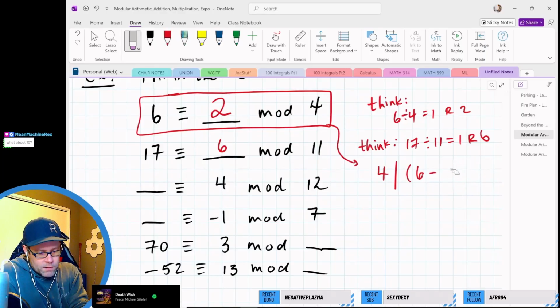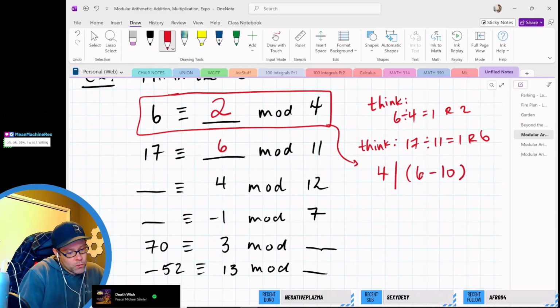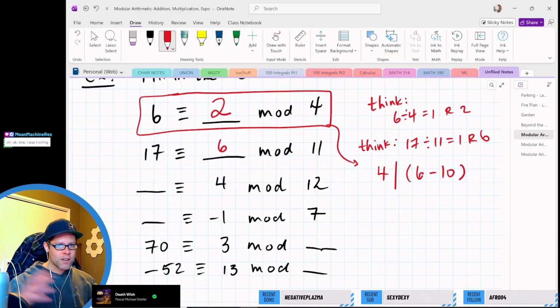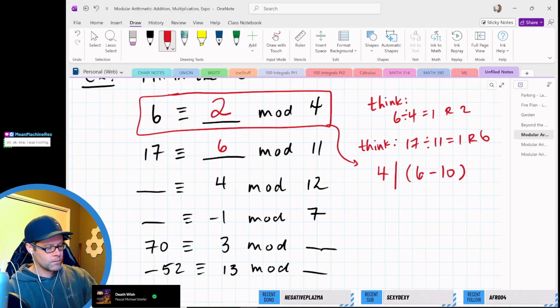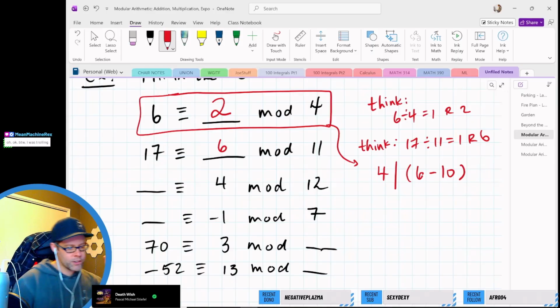Rex had suggested maybe 10 would work. And I think that should work as well, right? If we go 6 subtract 10, that should give us -4, and 4 should divide -4 evenly. So 10 is another possibility. So 2 is just one of those possibilities. We're actually going to see that there's an infinite number of possibilities that would work. But good noticing there, Rex.